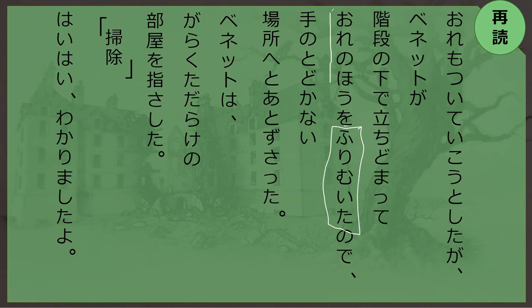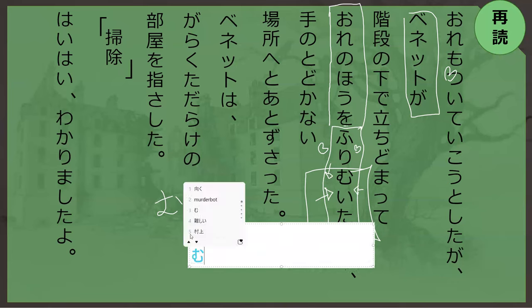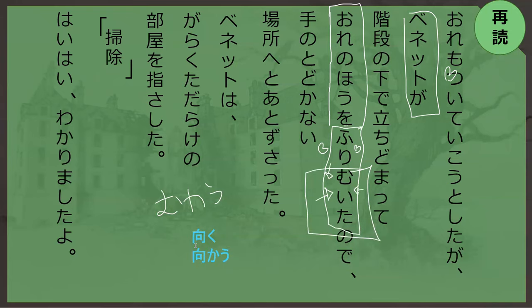Furimuku. Benetto ga ore no hou o furimuita. It's related to mukau. Turned back. Yes. Bennett turned in a mukou kind of way. Furimuita. He turned. So muita is like turn, check. So he shakes his head in a turning. Yeah, furimuku means to turn towards.